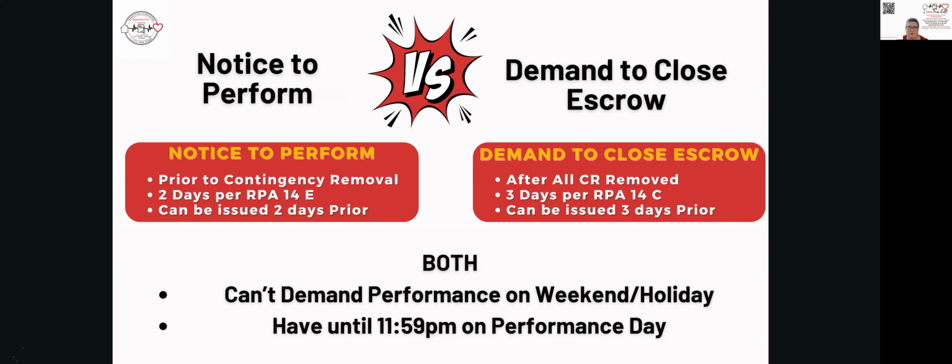There's 3 days per RPA 14C, and you can also issue it 3 days before. Same rules. No performance on a weekend or holiday, 11:59 to perform. Make sure you're paying attention, make sure everything's in compliance before you're sending these out. If something is wrong on the notice to perform, they recently changed the form when we did the revision. Used to be if you boo-booed one part of it, whole thing was screwed. It only applies for the items that are actually in effect.